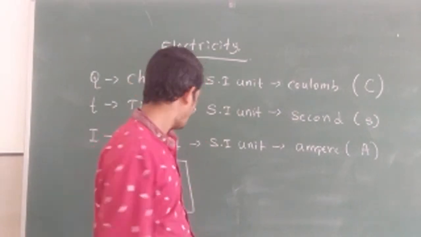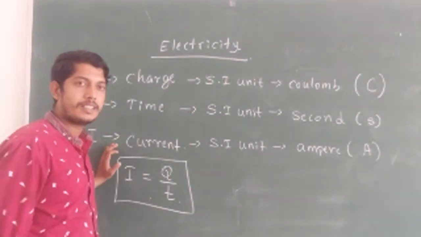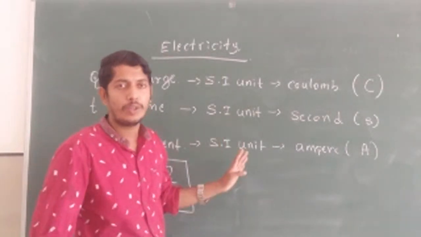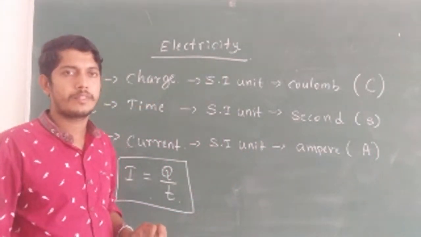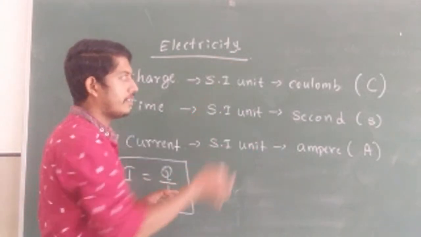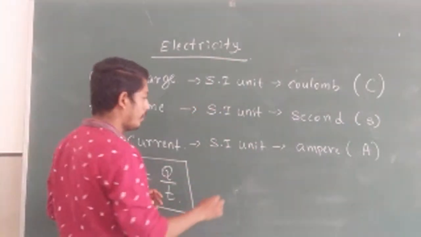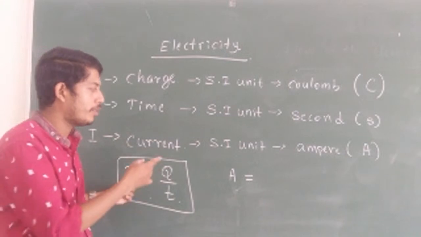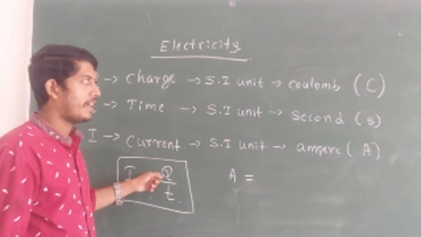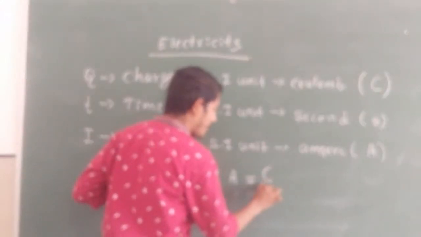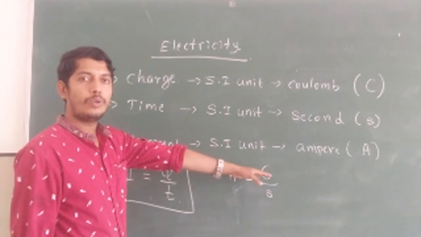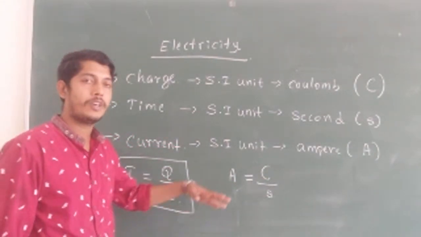Now we come to this expression, I equals Q divided by t. That is the total charge flowing in a particular direction per unit time. Based on these SI units, the current becomes ampere, because the SI unit of current is ampere, so I will use capital A. That equals charge, the total flow of charge, capital C, divided by the total time taken, small s. So ampere equals coulomb divided by second.